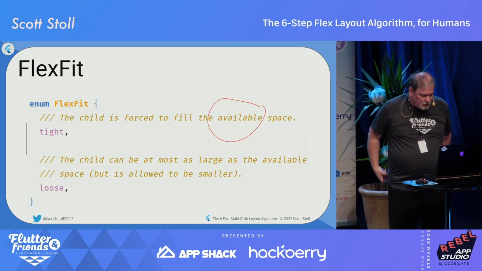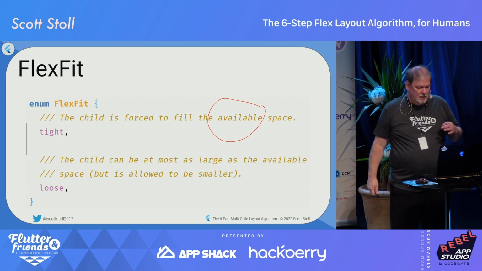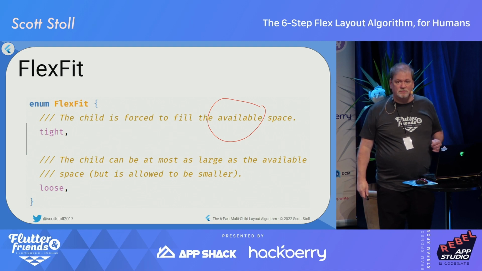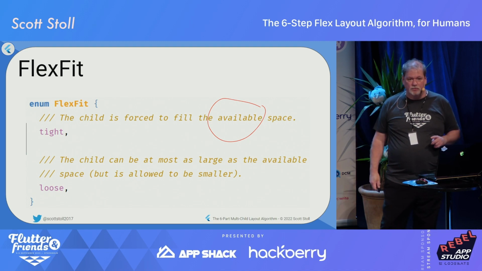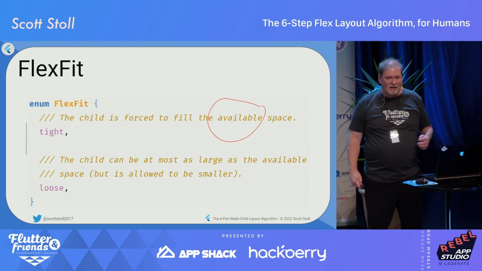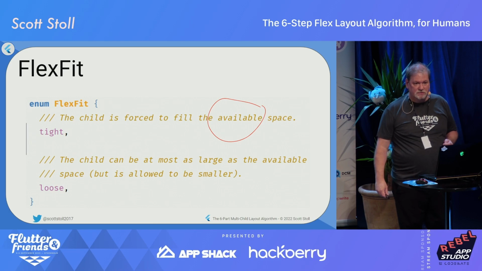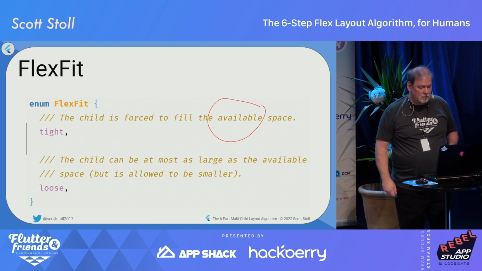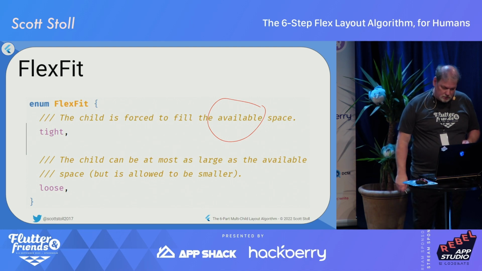Now remember, this is using available space. What is the space available to each one? The space that was reserved for it. The available space is not the total leftover space in your row or column. That's very important to remember. All right, step 4.